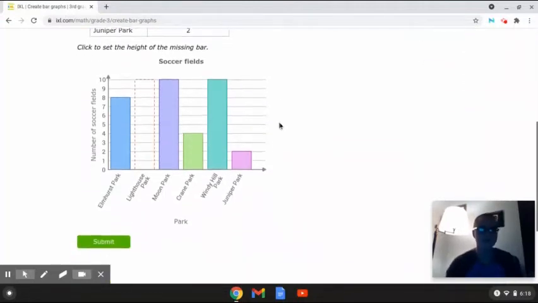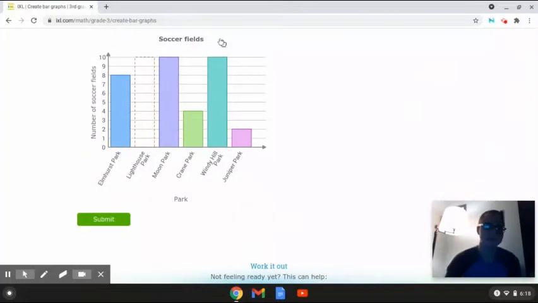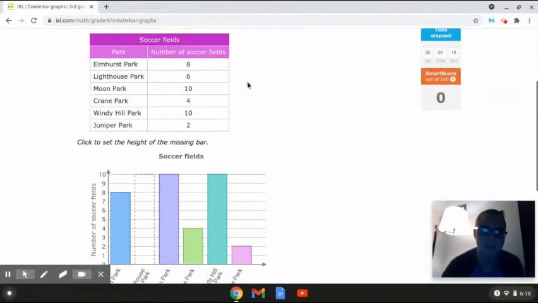Alright, so what this bar graph is showing is the soccer fields. And if we look, the x-axis is showing the different parks, and the y-axis is showing the number of soccer fields. And if we look, Elmhurst Park, Moon Park, Crane Park, Windy Hill Park, and Juniper Park are already filled in for us, and we need to figure out Lighthouse Park. So if we look back to this chart, it's saying that Lighthouse Park has 6 soccer fields.